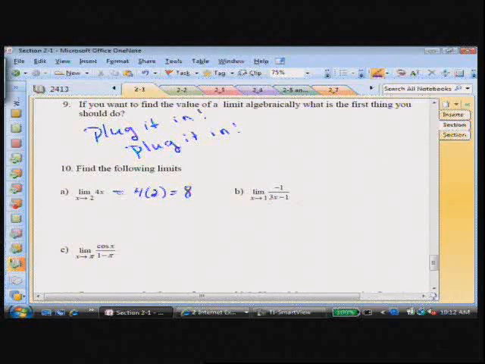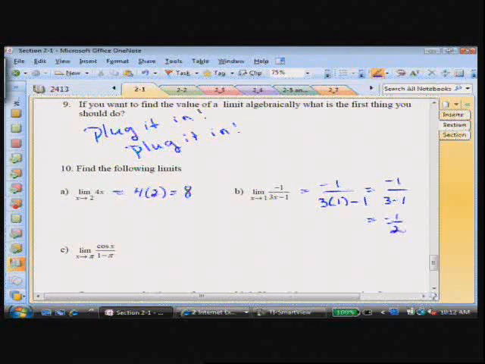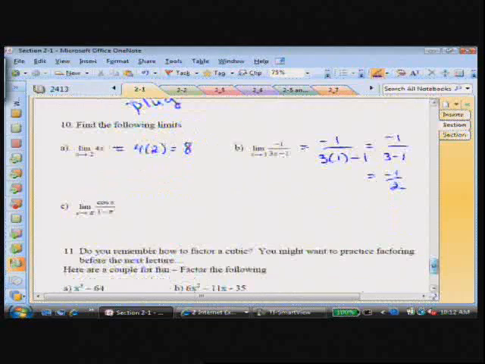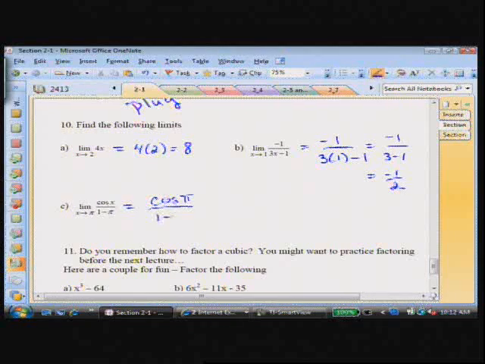On this one, you're going to plug in 1. So you're going to do negative 1 over 3 times 1 minus 1, which is negative 1 over 3 minus 1, or negative 1/2. Easy? All right, fine. Let's do a little trig because that's fun. We'll plug in pi. So that's going to be the cosine of pi over 1 minus pi. Anybody remember the cosine of pi? Good. Negative 1 over 1 minus pi. That is what it is. It's a beautiful irrational number, so we will leave it that way.